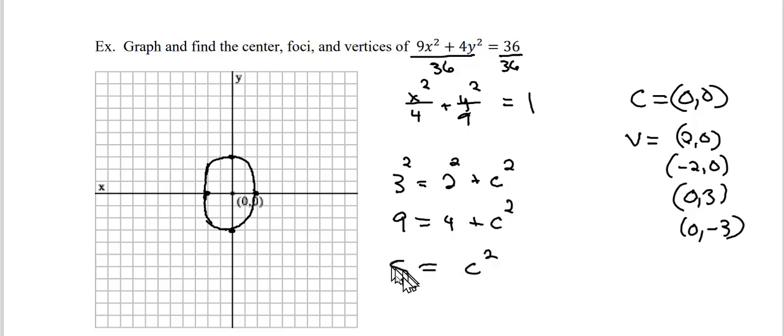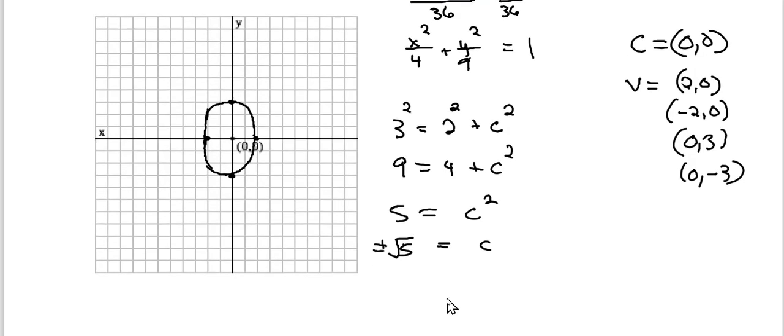c squared is 5. That means c is plus or minus the square root of 5. From here, the square root of 5 would be a little bit more than 2, right? Because the square root of 4 would be 2. So 1, 2, it's going to be a little bit more than 2 here-ish and here-ish. I'm going to try to connect that a little bit better here. Okay, so we're here and here.